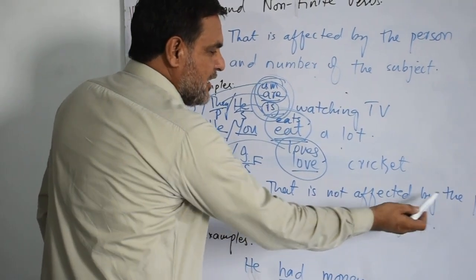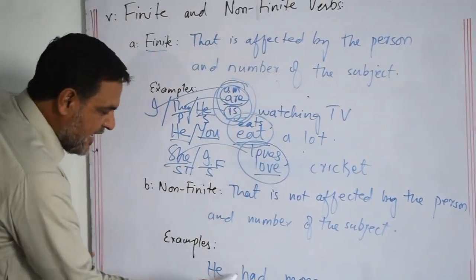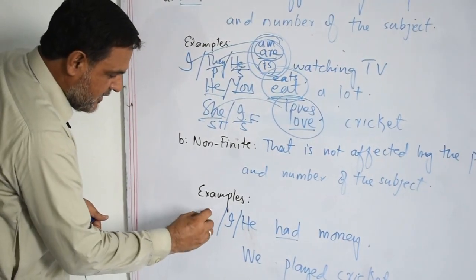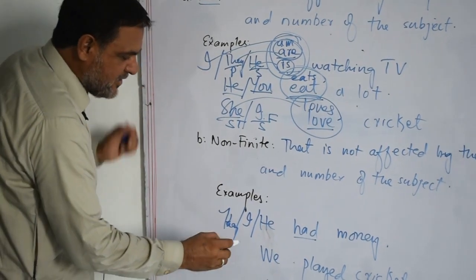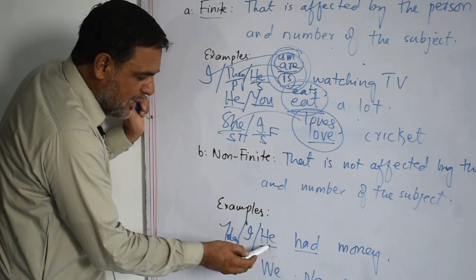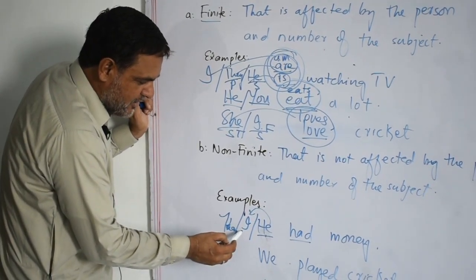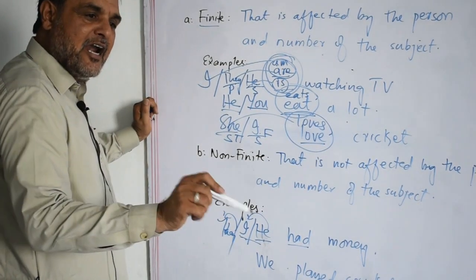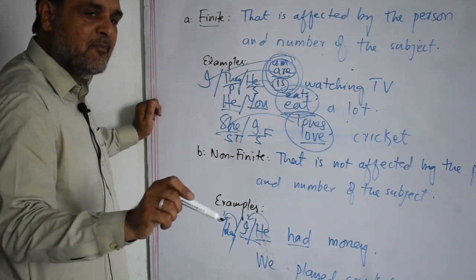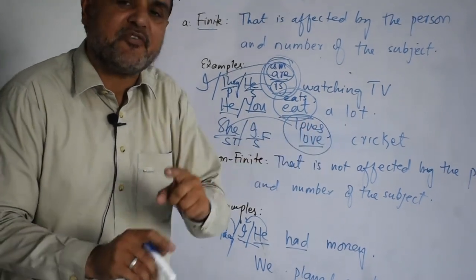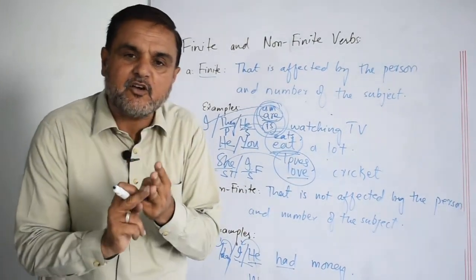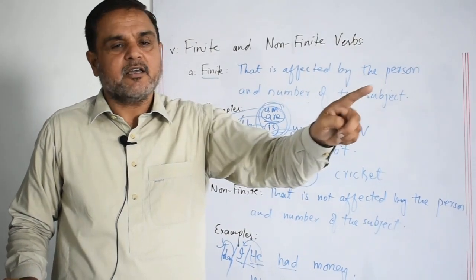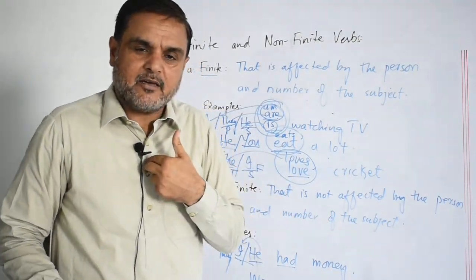the verb is not affected by the person or the number of the subject. He had money. What about this one? I had money. They had money. See, if you change from third person to first person, from singular to plural, no problem. They had money, correct. He had money, correct. So had is not affected by the number of the subject. He is singular, they is plural. They had money, absolutely correct. He had money, absolutely correct. I had money, absolutely correct.